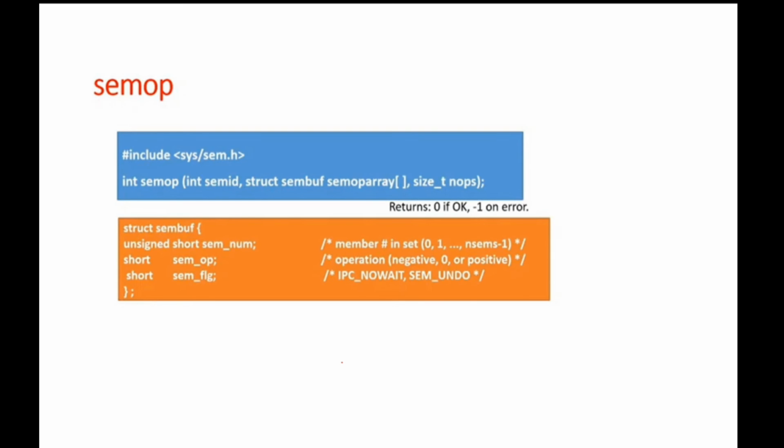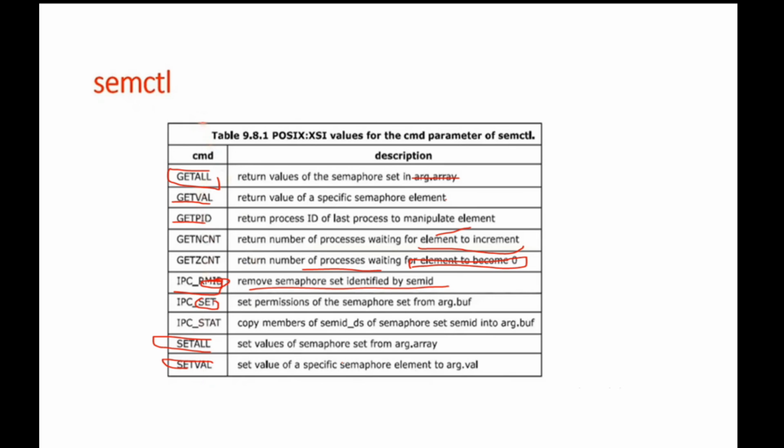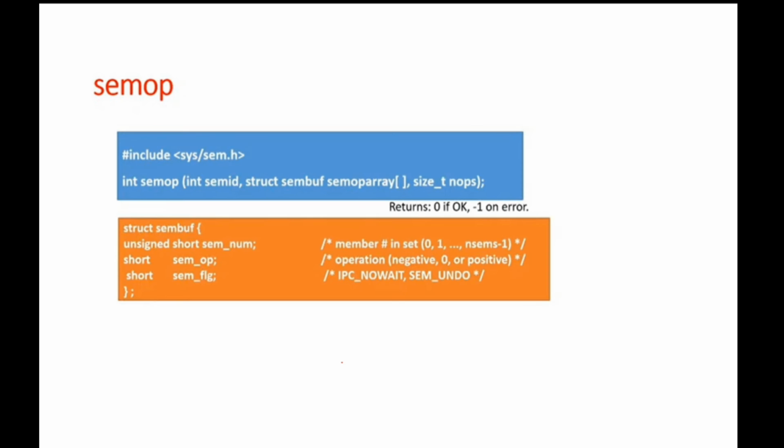The command argument specifies one of these 10 commands to be performed on the set which is specified by the semid. The function semop automatically performs an array of operations on the semaphore set, which is present in the sys/sem.h header file. To perform the various operations, you are going to use the function called semop.